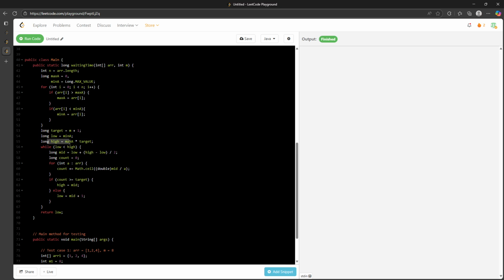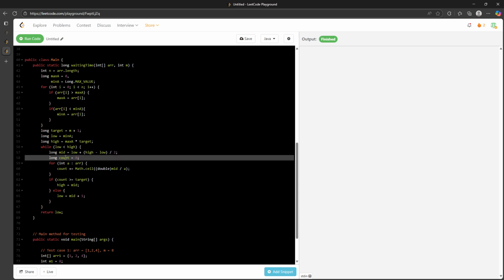So I have low and high, and the target is m plus 1. M is the number of people already in line, and then you are the last guy. And this is low and this is high. This is already explained. So I loop while low is less than high, and I find the mean, the middle value between low and high: low plus (high minus low) divided by 2, to avoid the overflow. Okay.